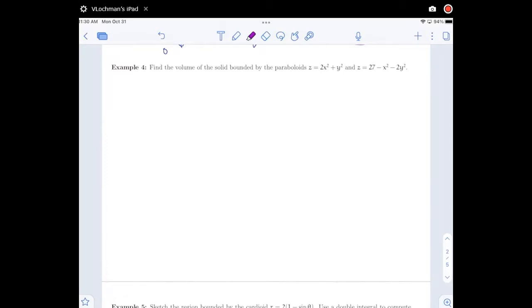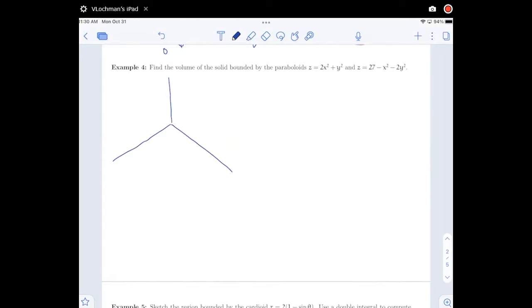So I'm going to go ahead and sketch this because I know what they look like. So let's see what we're trying to figure out here. Here's our three space, and I have the paraboloid z is equal to 2x squared plus y squared. What this one looks like is a paraboloid that opens up. I hope you can see that, right?